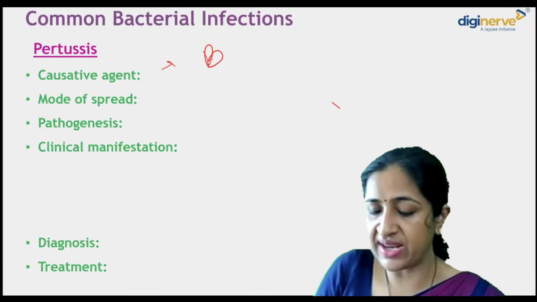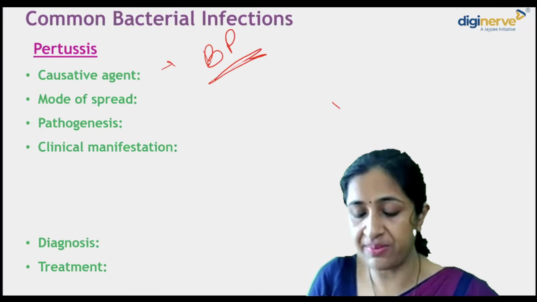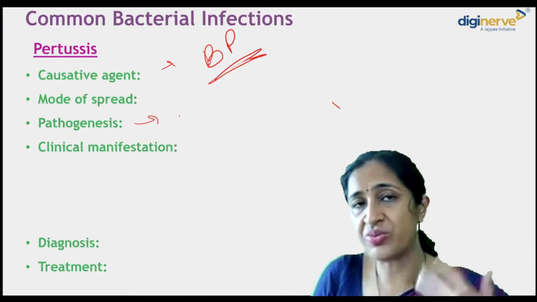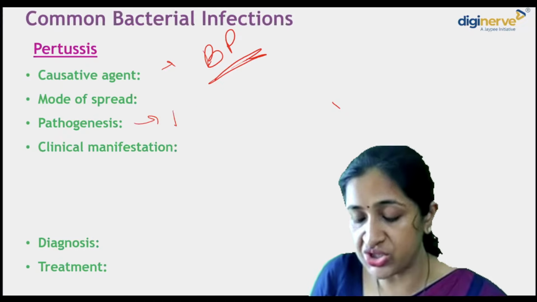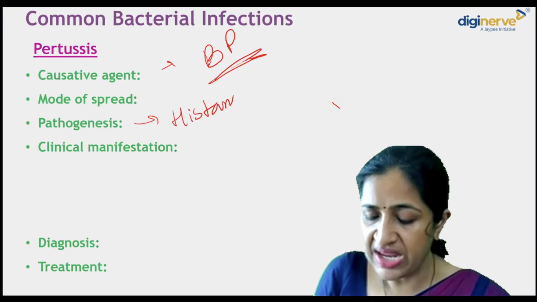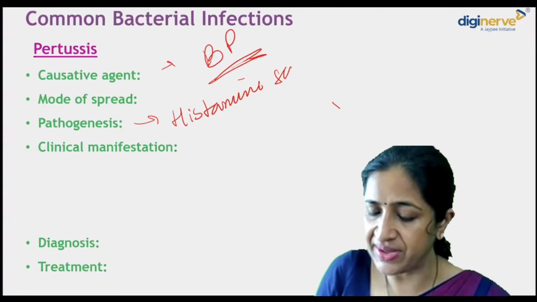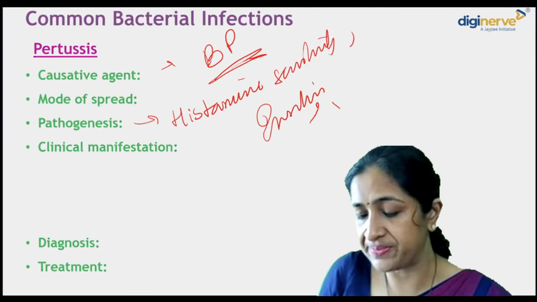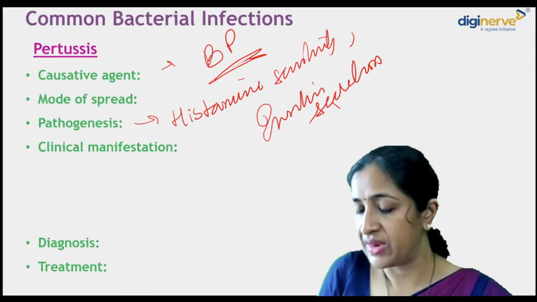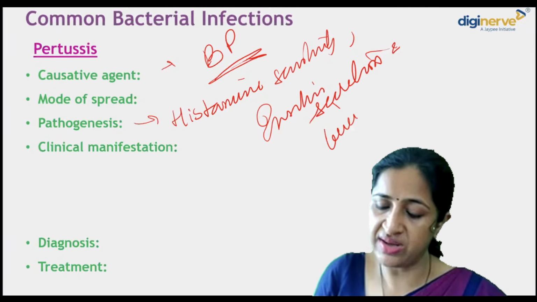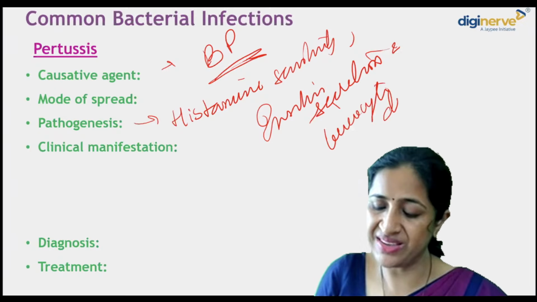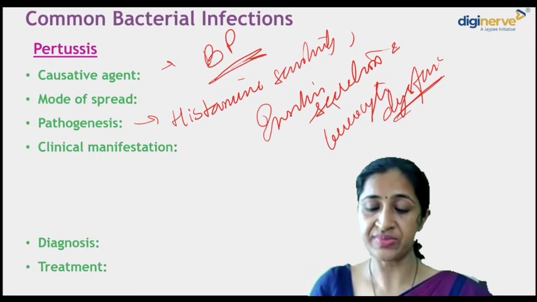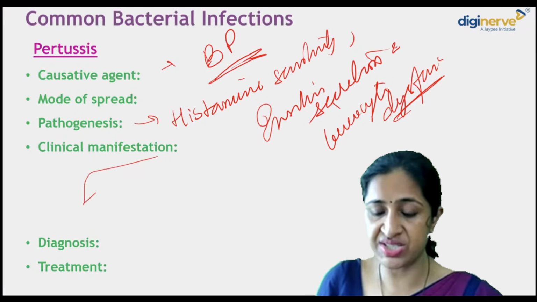Pertussis, Bordetella pertussis, mode of spread, same pathogenesis. Again, the important thing is it also produces a lot of viremia and local tissue effects. It causes something called histamine sensitivity, insulin secretion, and leukocyte dysfunction. These are the important things which the pertussis toxin causes. Please remember this, okay?